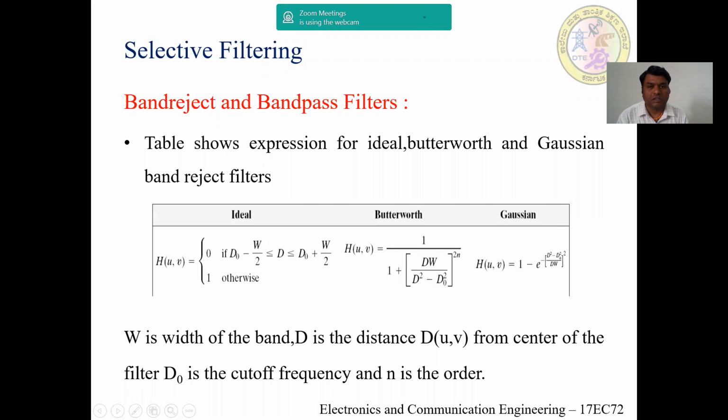There are applications in which it is of interest to process certain bands of frequencies or small regions of the frequency rectangle. The filters in the first category are called band reject and band pass filters, and the filters in the second category are called notch filters. Let us discuss band reject and band pass filters first.